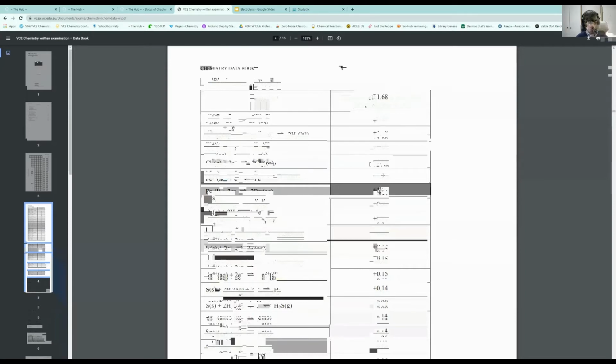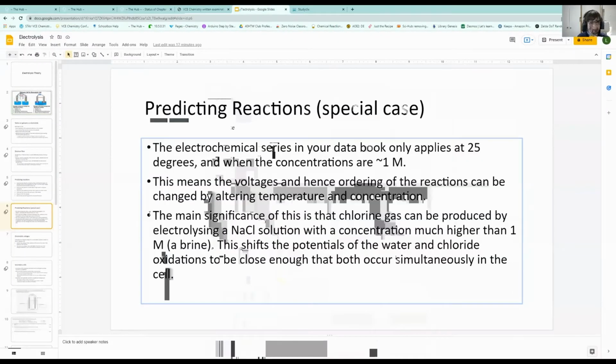You don't really need to know too much about this. There's going to be one specific case that you kind of need to know it. But basically, if you're not at 25 degrees Celsius and the concentration is not 1 molar, the electrode potential will change. So you can use the Nernst equation to figure this out, but you don't need that for this year. Basically, we can change those voltages around.